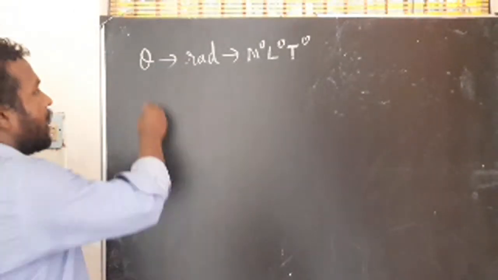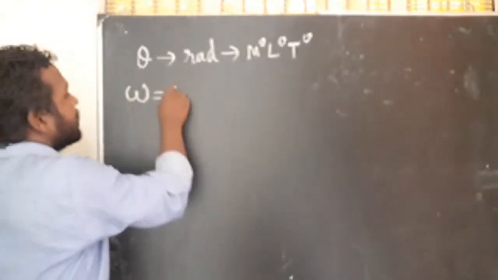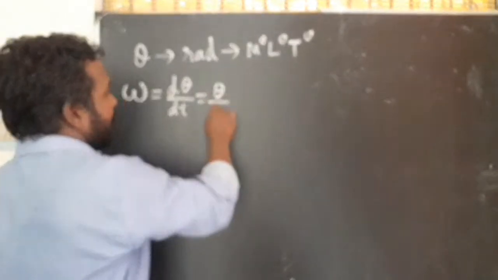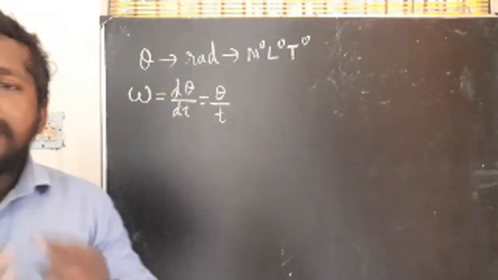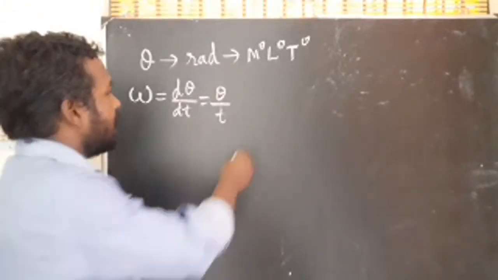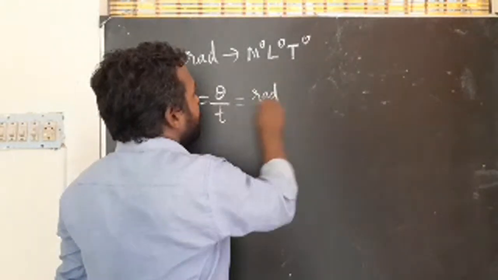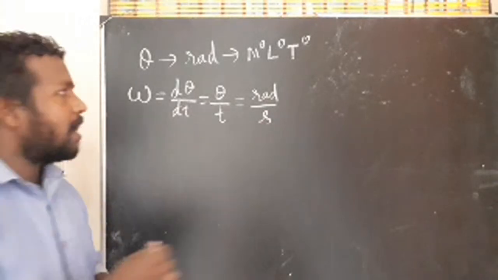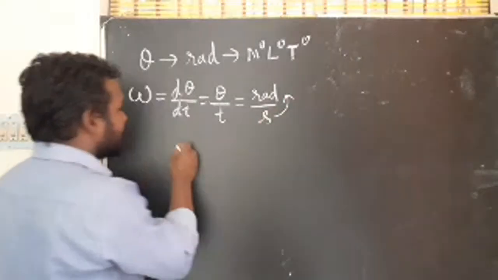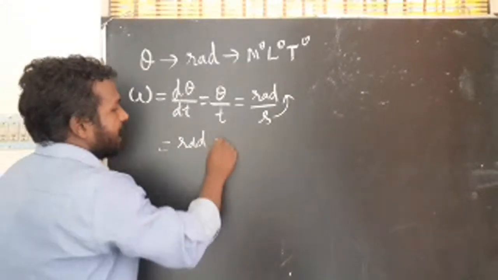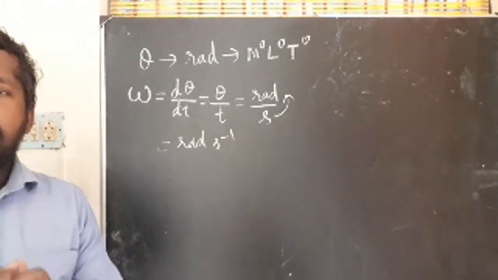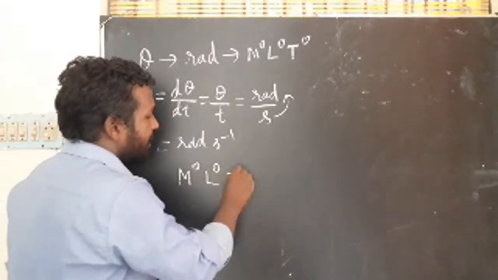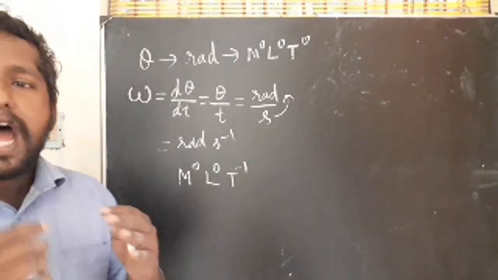The next one, angular velocity. Angular velocity is going to be angular displacement by time. So you can write it like this, theta by t. What is theta? Angular displacement, which is in radian. Radian by second. Radian, as I already said, doesn't have a dimensional formula. So if you take second as a numerator, radian second minus 1. Now what about the dimensional formula? M power 0, mass is not there, length is not there, time minus 1. It is the dimensional formula for angular velocity.